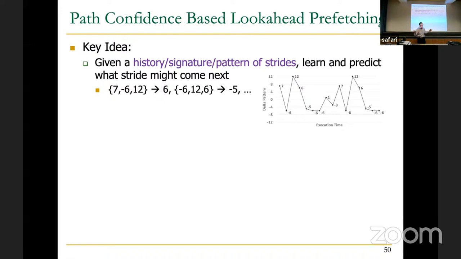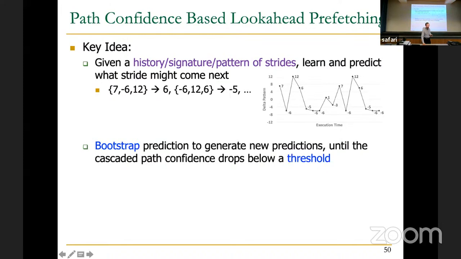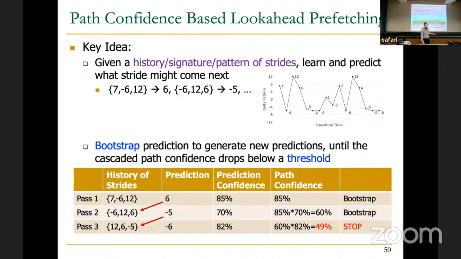That's true for this also. Whenever you see minus 6, 12, and 6, the next stride is going to be minus 6. So this is called a delta correlation prefetcher. There's a way this works, but I'm not going to go into the details. You should really read the paper. They have some confidence mechanisms also, and they try to avoid places where things become a little bit unpredictable. So this gives you an idea of the complexity that goes into modern prefetchers, because these patterns are actually real in real workloads.